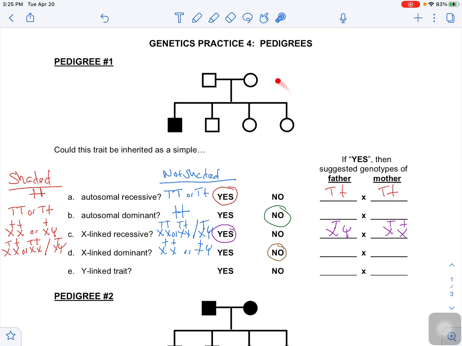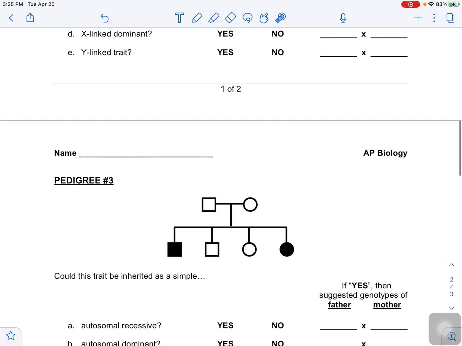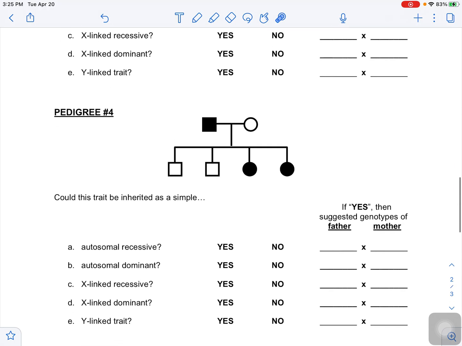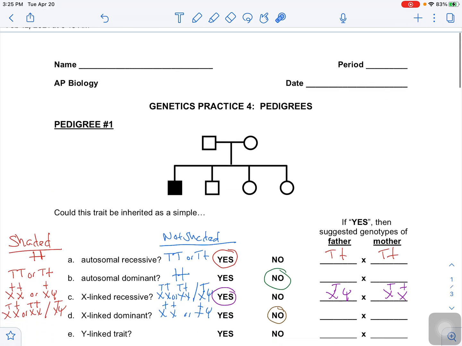So this one pedigree shows both an autosomal recessive inheritance pattern and a sex-linked recessive inheritance pattern. That's how you would go through and solve the rest of these, 2 along with 3 and 4. Okay? So if you have any questions, let me know.